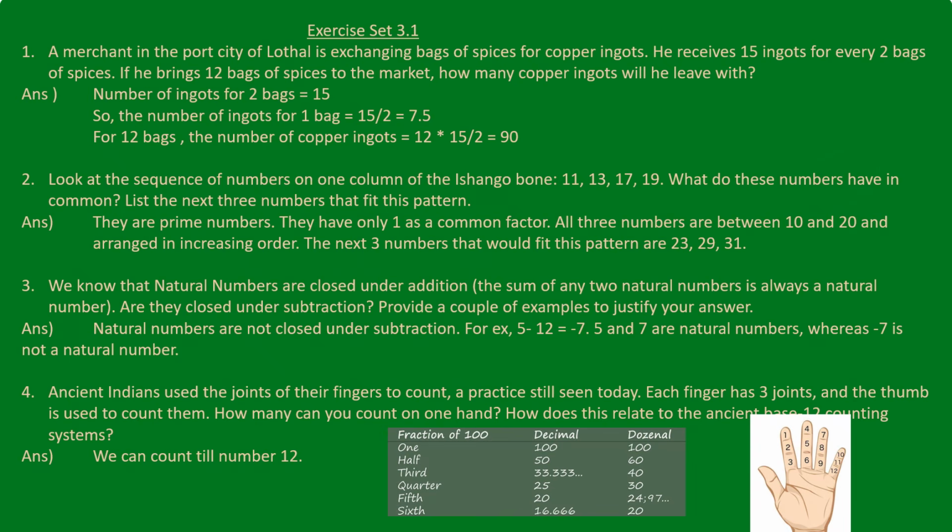5 and 7 are natural numbers, whereas minus 7 is not a natural number. So we will conclude that the set of natural numbers is not closed under subtraction.